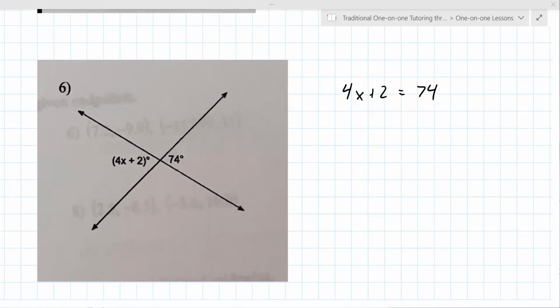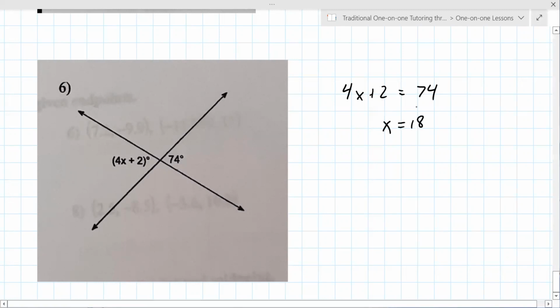Do you mind trying to solve this one for us? Give this one a try. Is it 18? Yes, x is 18. Perfect. All right, just give me 30 seconds here and I'll be right back with you.